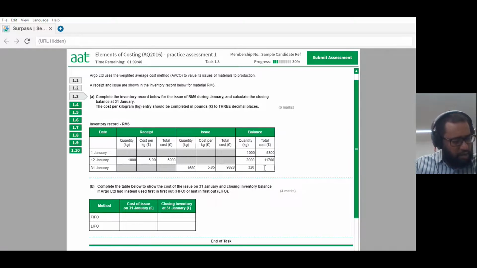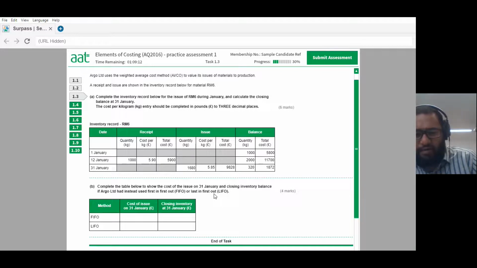So here I'm going to find out what it is. It's going to be 320 multiplied by £5.85. It's going to give me 1,872. But how am I going to make sure my calculations are right? Add this figure and this figure, and it should give you that amount there. Because once you have that much cost of goods, and if you issue this much, you should realistically have that left there.